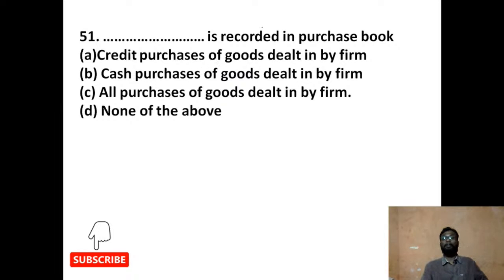So dash is recorded in the purchase book. Credit purchase of goods dealt in by firm, or cash purchase of goods. So only credit purchase of goods will be recorded in the purchase book. Option A.